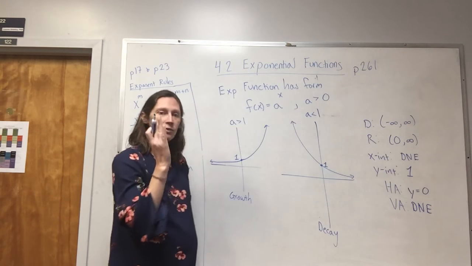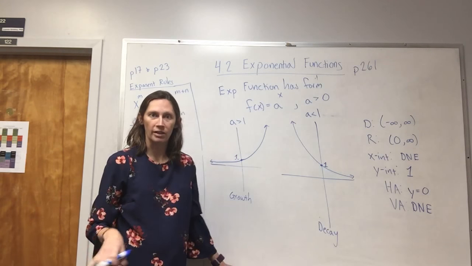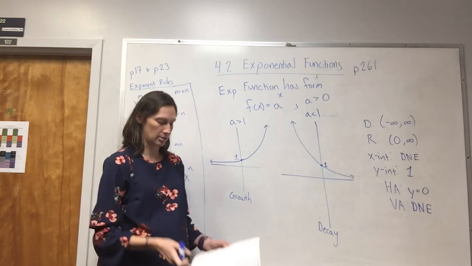Vertical asymptote does not exist. I'm not approaching any vertical line. I get bigger, bigger, bigger, bigger, bigger without boundary. If there's no boundary, there's no vertical asymptote there. Okay?